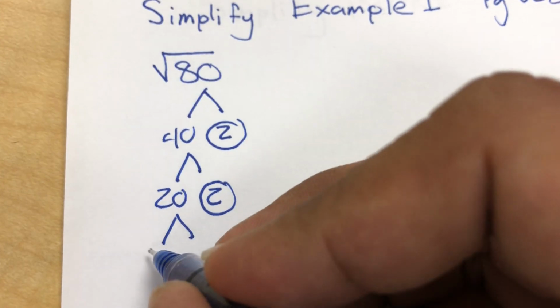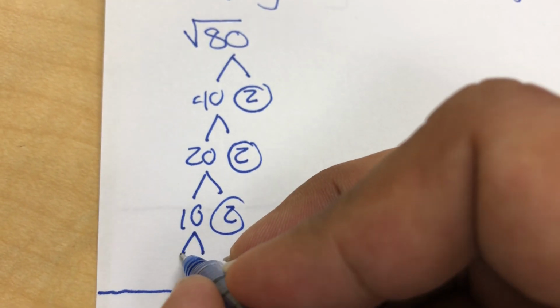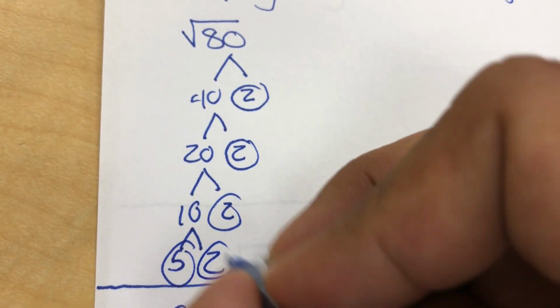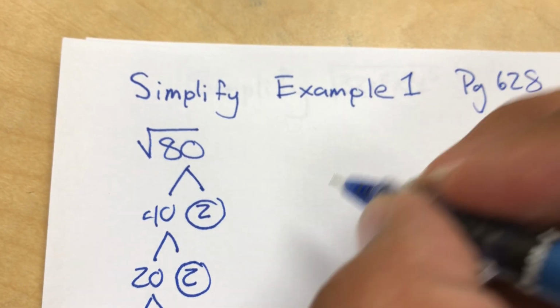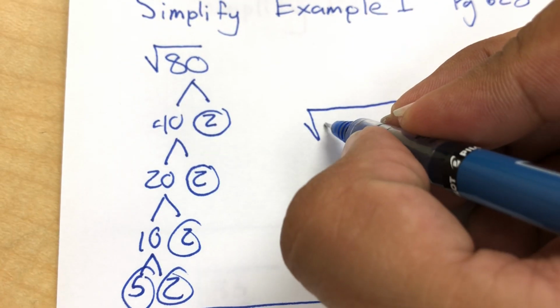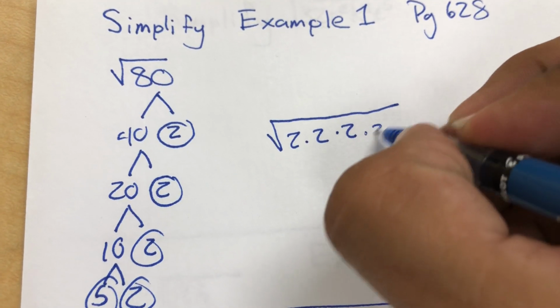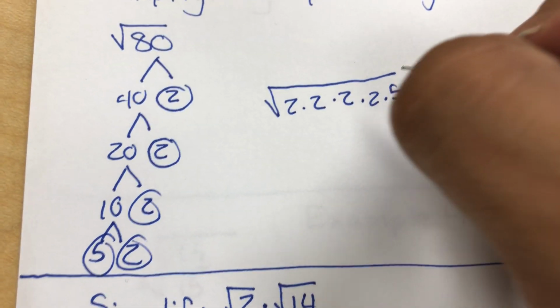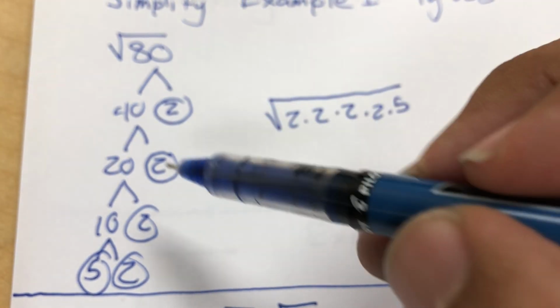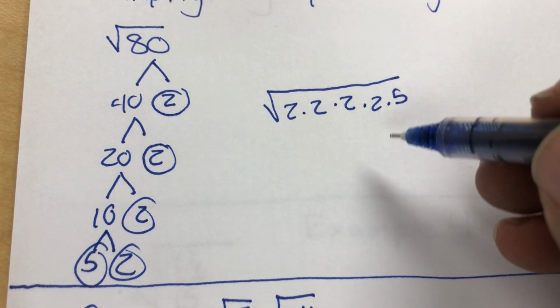Then the 20 splits into 10 and 2. And the 10 splits into 5 and 2. So the square root of 80 can actually be written as 2 times 2 times 2 times 2 times 5, right? Let me see, that's right. So 2 times 2 times 2 times 2 times 5.